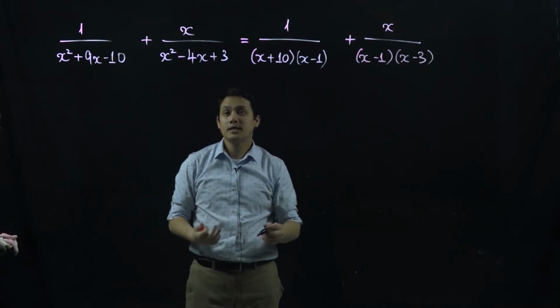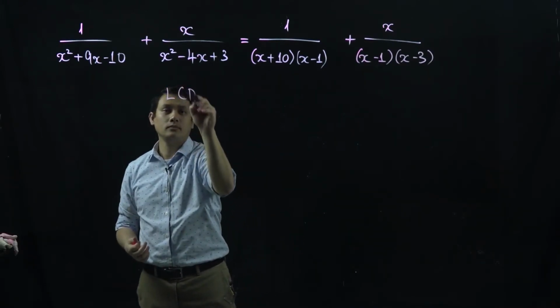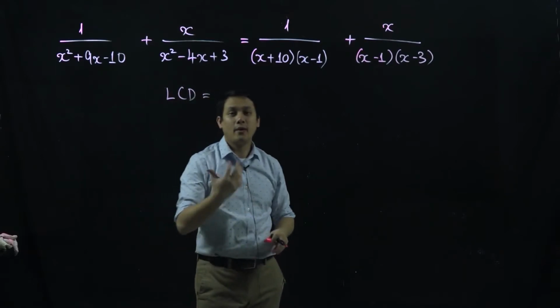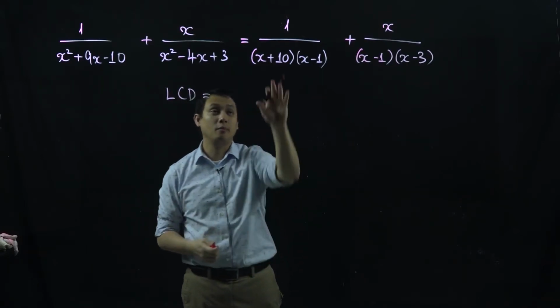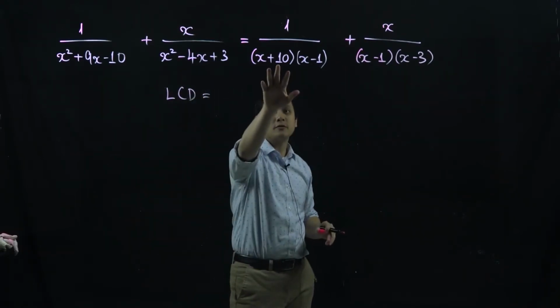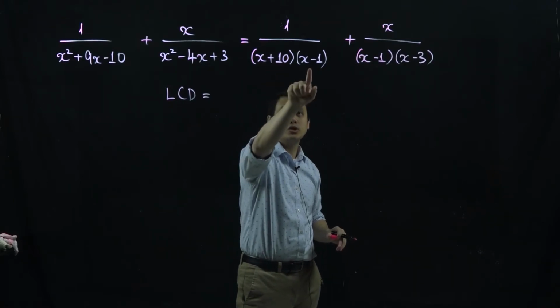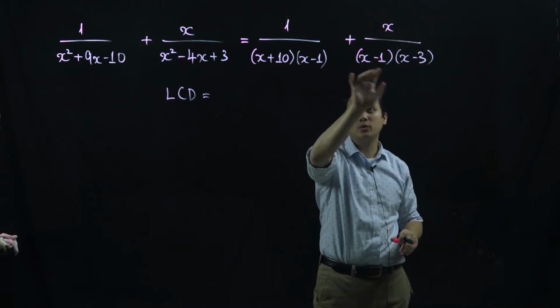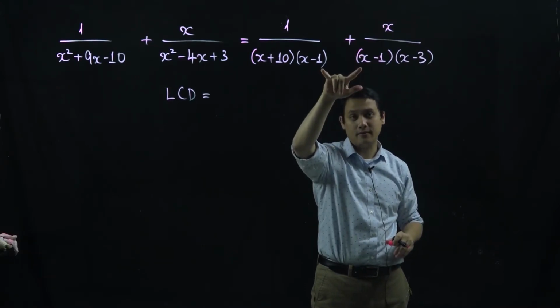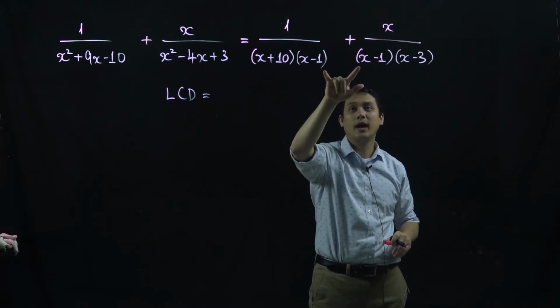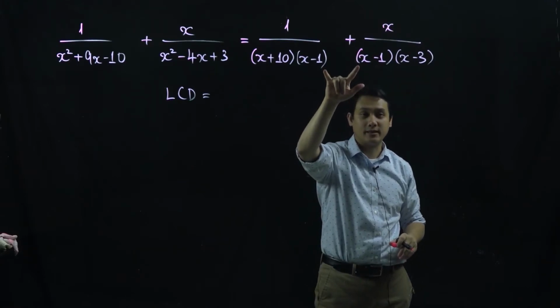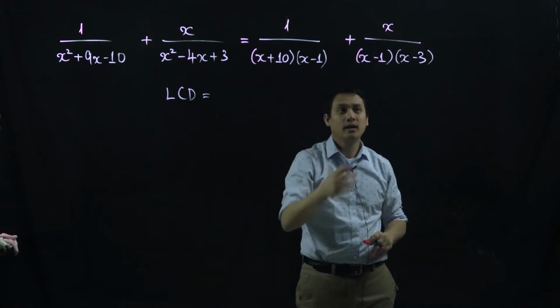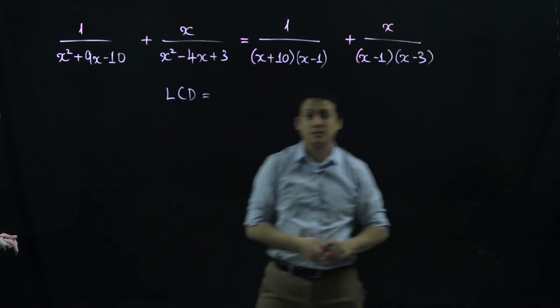For the least common denominator, you need to count how many factors you have for both denominators. So for the first denominator, you have 1, 2. For the second denominator, you have x minus 1, which is a repeat factor. Right, so keep in mind that you don't have to repeat the factor, just count 1. And then another factor, which is x minus 3.